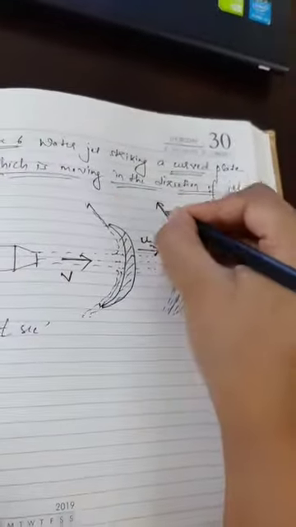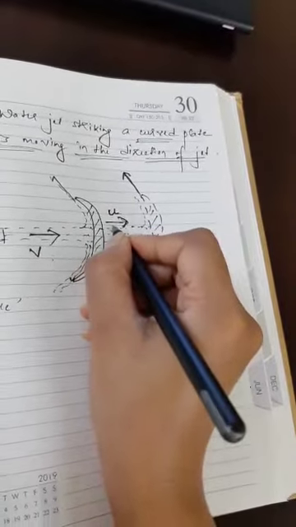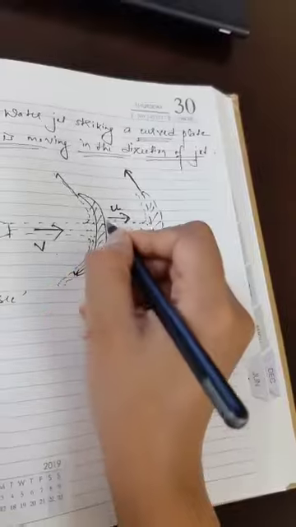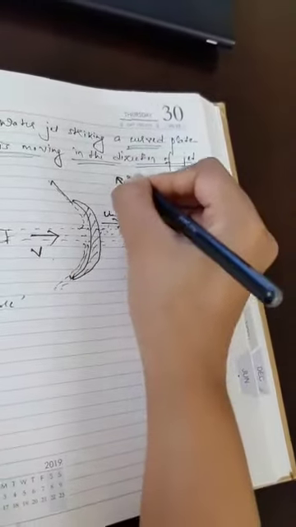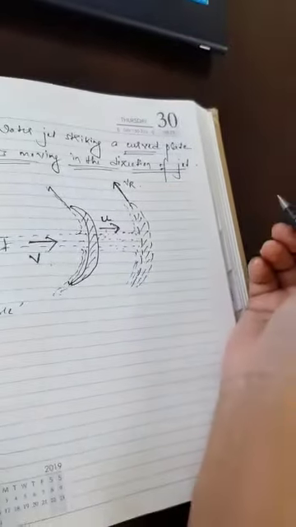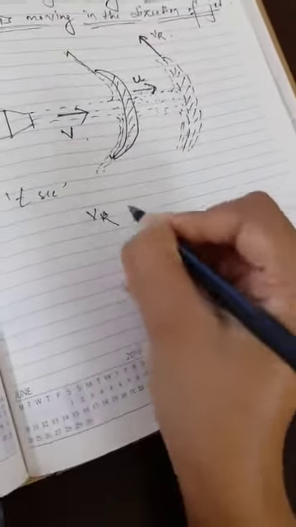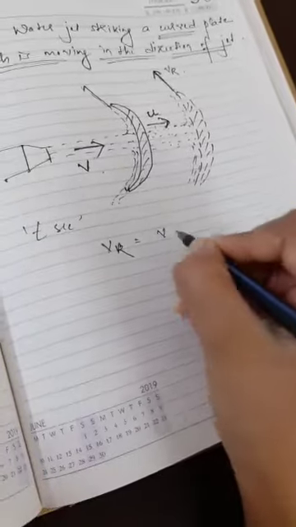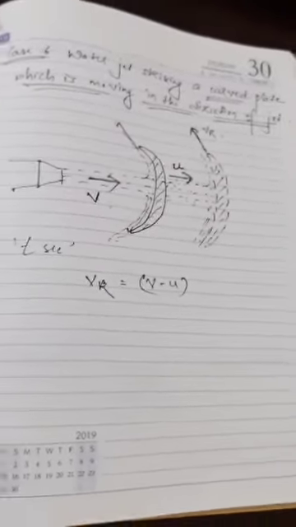What is the velocity? Again, will I be taking only v or considering also the velocity of the plate? I will be considering both of them. Hence, it will be your relative velocity. And the relative velocity in this case is given by v minus u, as both of them are in the same direction. So, this is v minus u.